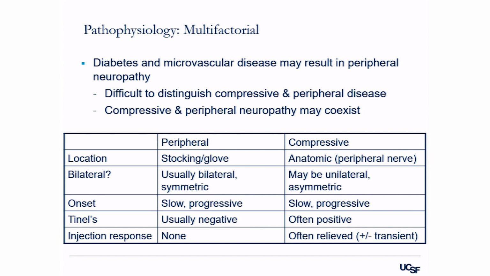The pathophys is very multifactorial. So we know we see it in diabetes, and microvascular disease can also cause a peripheral polyneuropathy. But when you're thinking about carpal tunnel, you need to distinguish between a compressive and a peripheral neuropathy. And a compressive neuropathy is really anatomic, right? So that's why we do the Tinel's test or the compression test or the Phelan's test to see where exactly the nerve is getting trapped, where it is annoyed, versus the stocking glove distribution that you may see in a peripheral neuropathy.